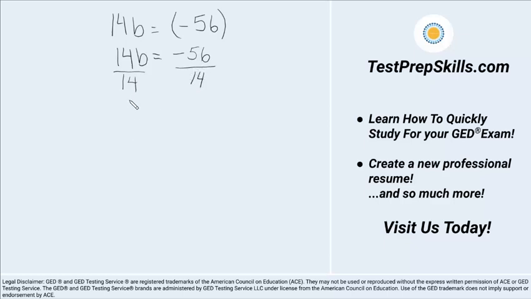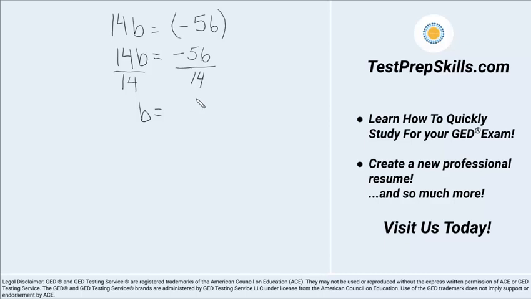Okay, so let's simplify. 14 divided by 14 is 1. 1 times b is just b, right? So we have achieved our goal here, right? Our goal was to get b by itself. We did that. Okay, next up. Let's look on our right-hand side. We have a fraction. We have -56 over 14.